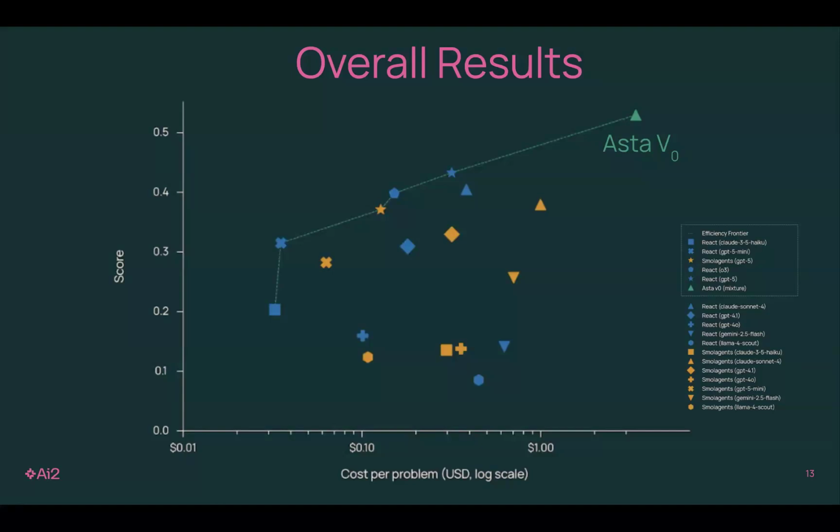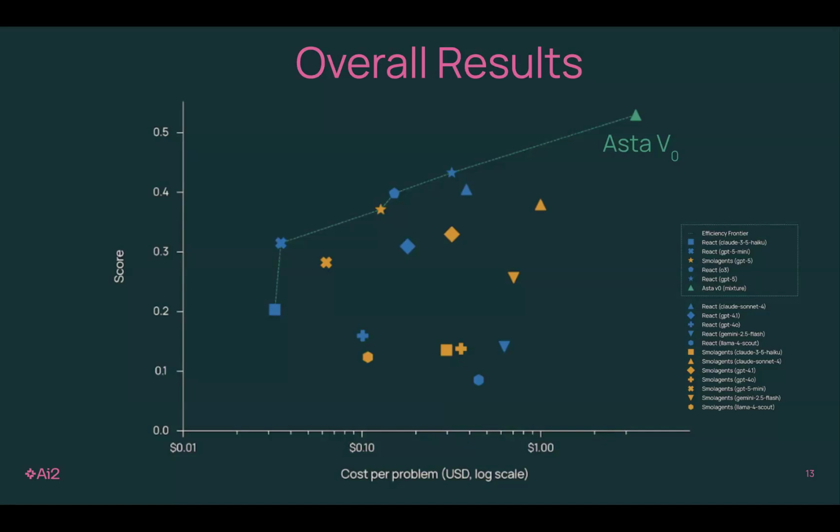Every other point in this graph is a generic agent that just gets a description of the task and tries to do its best to carry it out. And it can spend more or less in doing that. There's also a bunch of different foundation models in here. So GPT-5, GPT-5 Mini, O3 is in here, and Gemini 2.5 Flash.